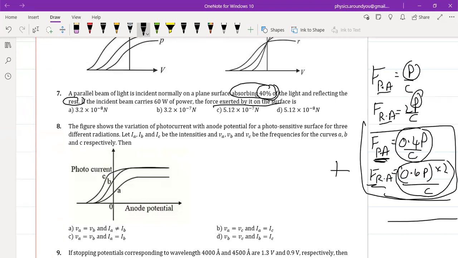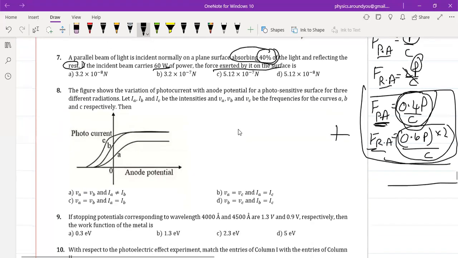The light reflects some of it, and the reflection force would be this. It is absorbing some power, so due to that, it would be this. Add both of them, you'll get the answer. That would be the seventh question. Power is given as 60. C is the speed of light, that anyway we know. Now going on to the eighth question.